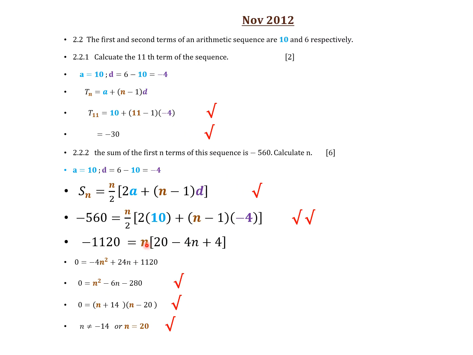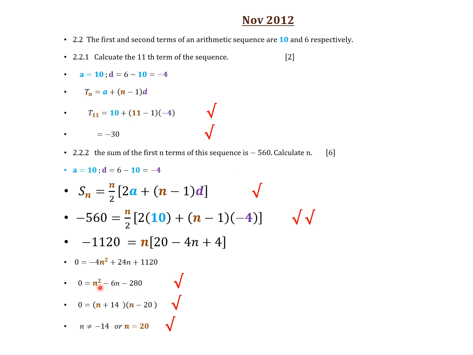Negative 4n times n becomes negative 4n squared. And if I bring negative 1120 over, it becomes positive 1120. If I divide by the common factor, negative 4, negative 4n squared divided by negative 4 gives me n squared. 24 divided by negative 4 gives me negative 6. 1120 divided by negative 4 gives me negative 280.